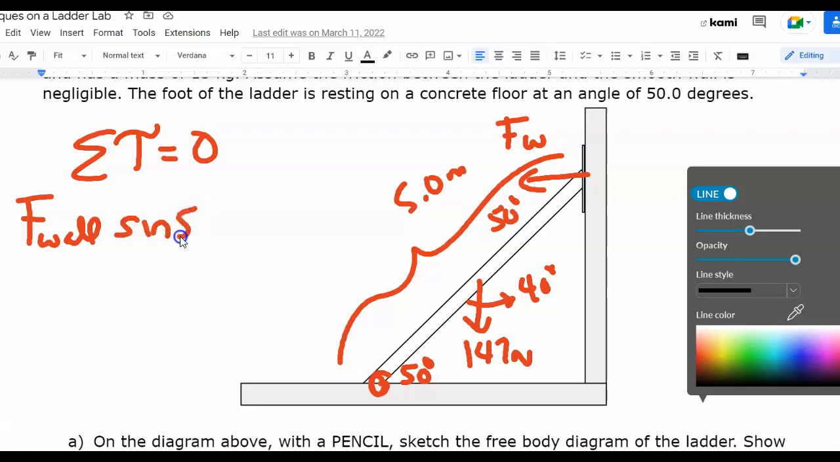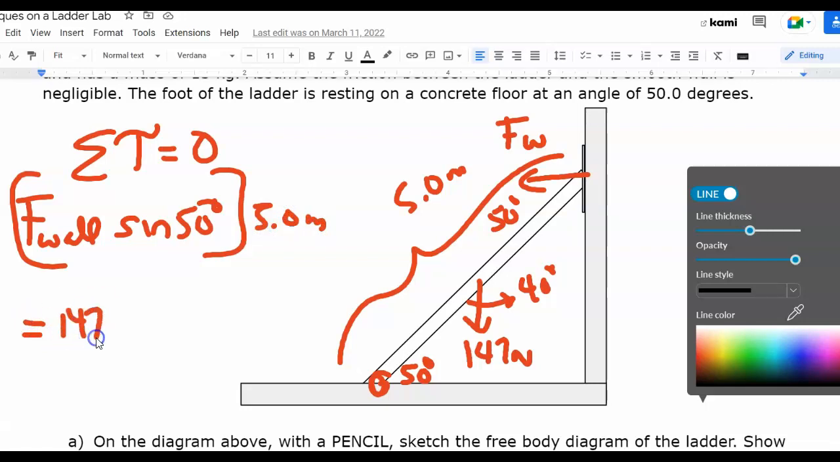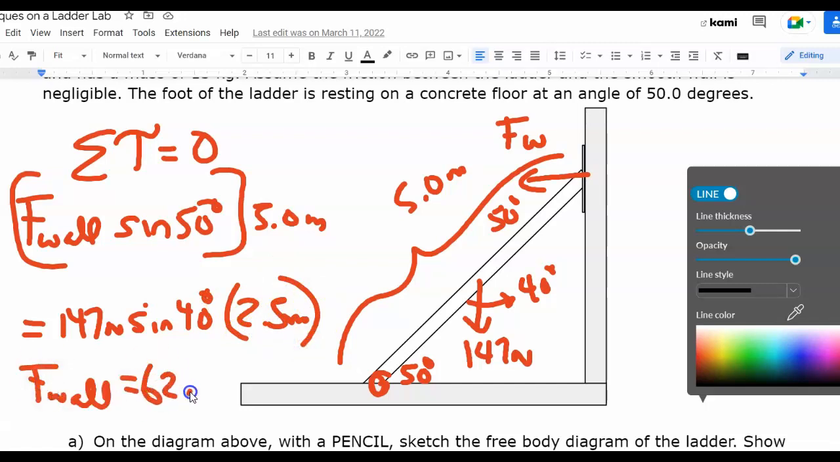Sine of 50 degrees multiplied by the moment arm. You told me it's 5 meters. And that equals the other torque, which is 147 newtons, sine of 40 degrees, times the moment arm. Well, the moment arm's not 5 for this one. The moment arm is 2.5. Maybe you can tell me what it comes out to. What did the F wall become? 62 newtons?